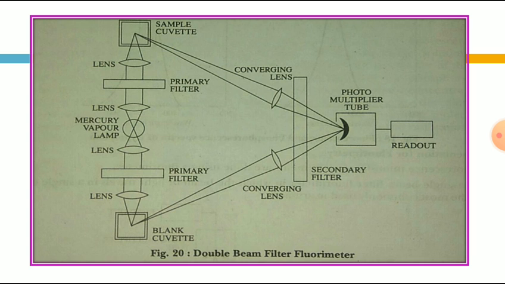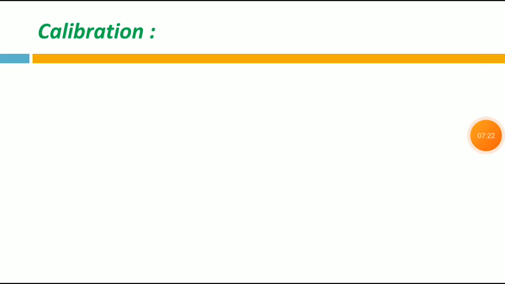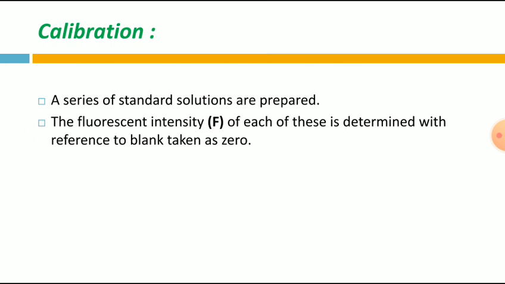Now we will see the calibration of this double beam filter fluorimeter. In previous lectures we have seen this calibration method, that is the calibration curve method. All of you know, for that method we have to prepare a series of standard solutions.